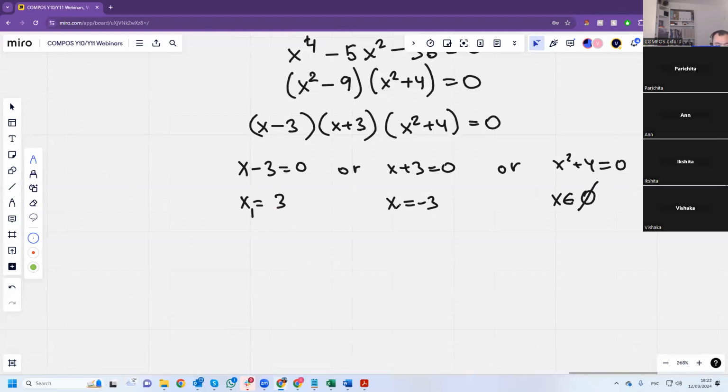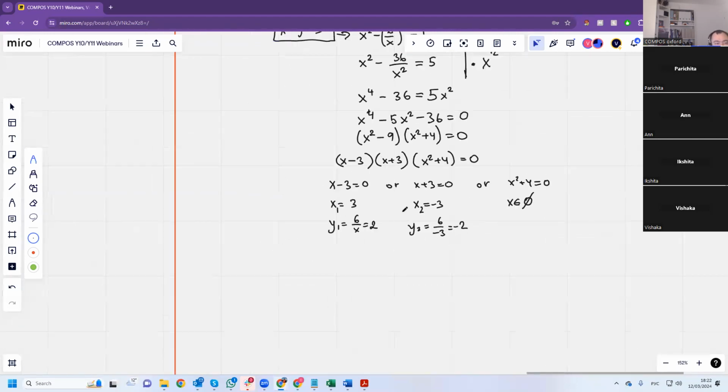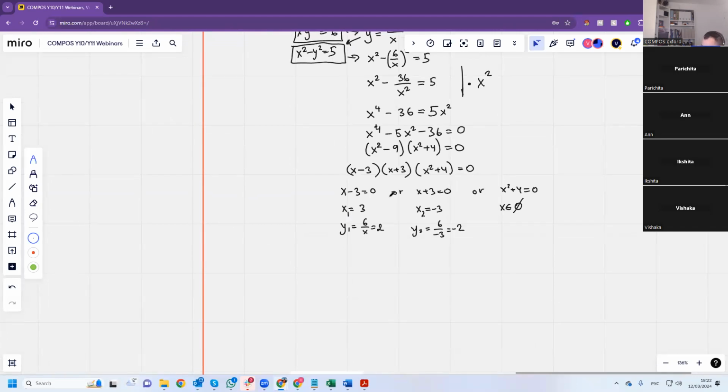We'll call it x1, we call it x2, and then we can find y1. It's 6 over x, which is 2, and y2 is going to be 6 over minus 3, equals minus 2. Interesting. I think I got a different solution here. Oh no, that's fine.